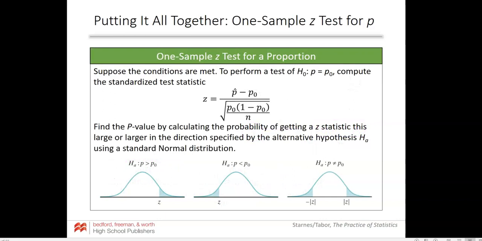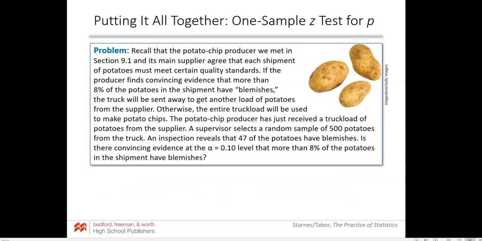This is just saying these are 3 different types of tests that happen. Sometimes we're trying to prove the proportion is greater than they said, and that would be a one-sided test to the right. Sometimes we say less than, a one-sided test to the left, and sometimes we say not equal to. That's technically a 2-sided test.